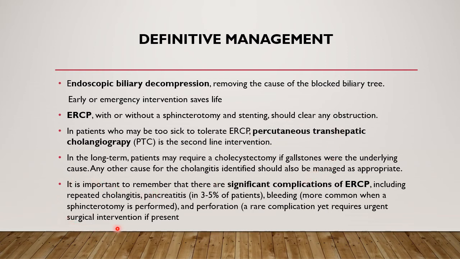ERCP, we must remember, has some significant complications as well. Significant complications of ERCP include repeated cholangitis. You can reintroduce bacteria to cause repeat cholangitis. It can cause pancreatitis in about 3 to 5% of patients. Bleeding, especially when the sphincterotomy is done, higher chance of bleeding, and perforation of the bile duct, which is a rare complication, yet must be kept in mind, especially as urgent surgical intervention is required.